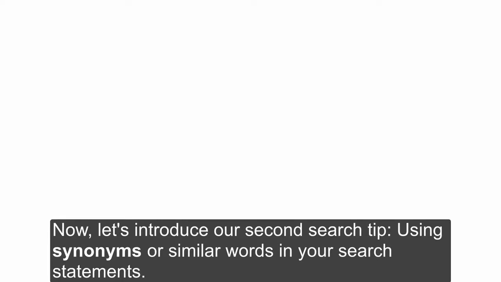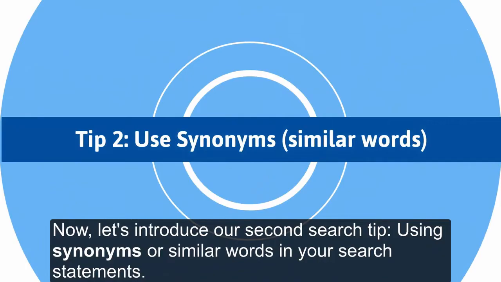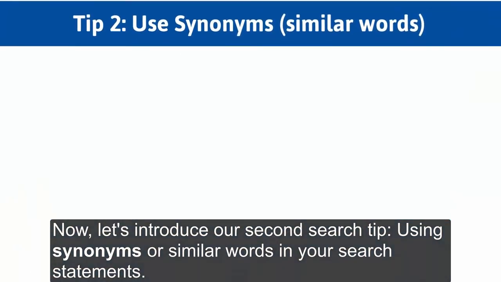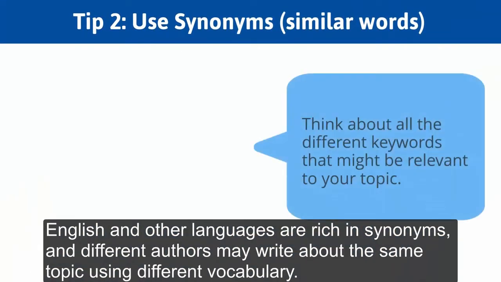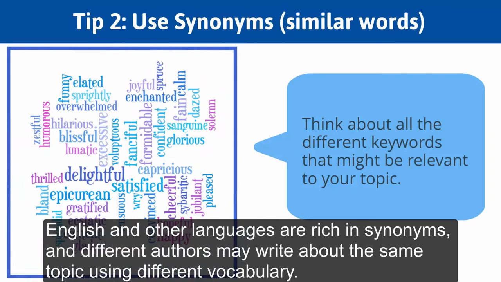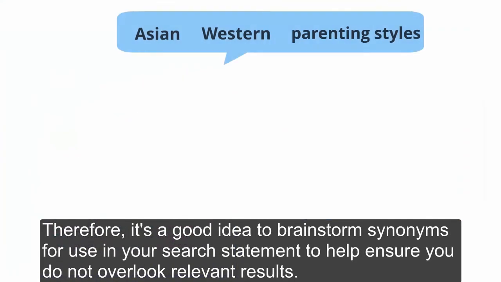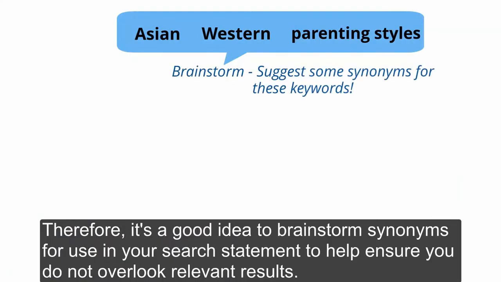Now let's introduce our second search tip, using synonyms or similar words in your search statements. English and other languages are rich in synonyms, and different authors may write about the same topic using different vocabulary. Therefore, it's a good idea to brainstorm synonyms for use in your search statement to help ensure you do not overlook relevant results.